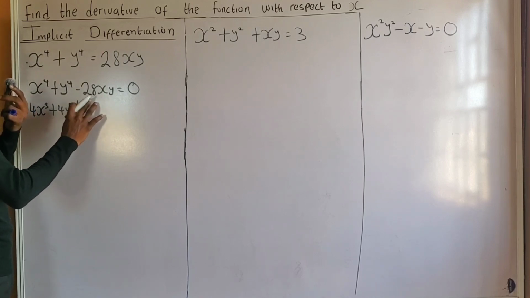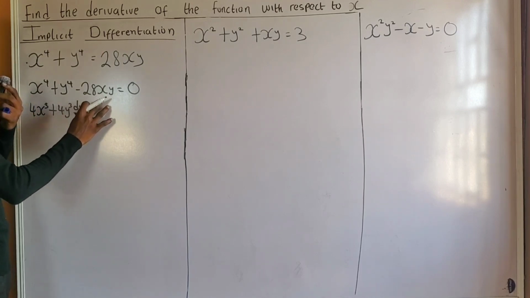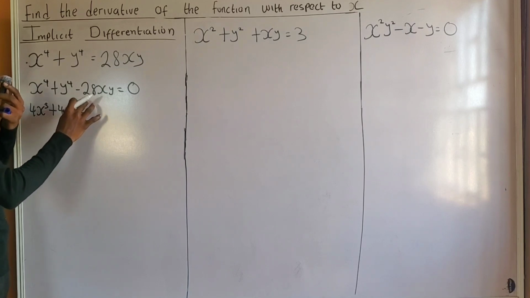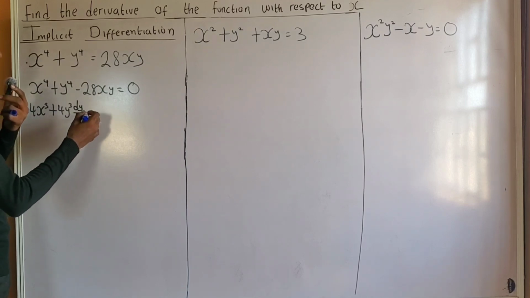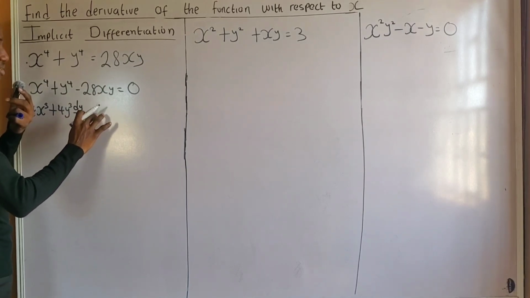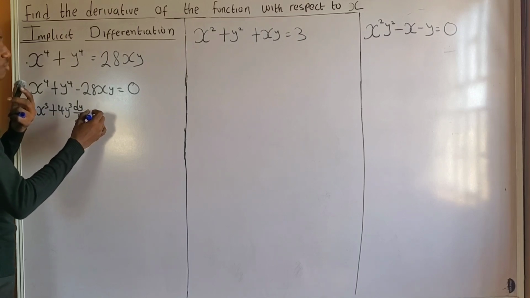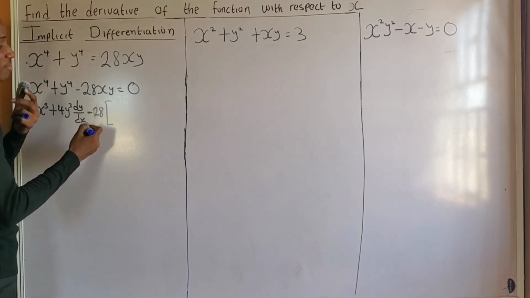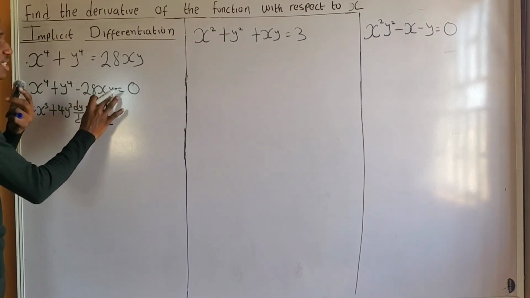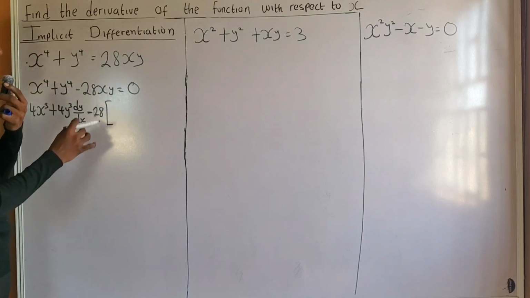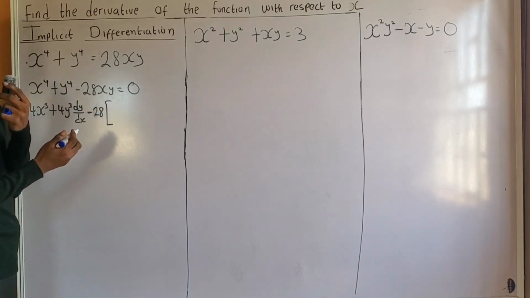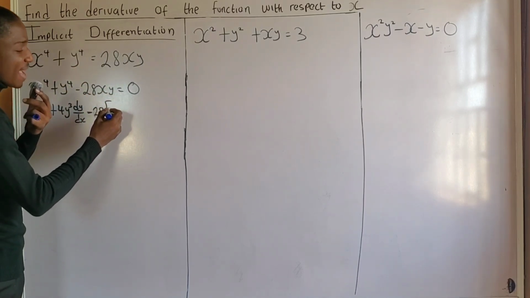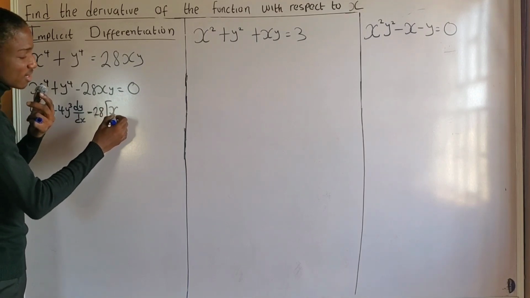Okay, now let's proceed to the last part of this function, negative 28xy. To differentiate negative 28xy, please pay attention. Put negative 28 like this, then open a big bracket. Differentiate xy using product rule. If you want to differentiate xy using product rule, you first have to keep x constant.